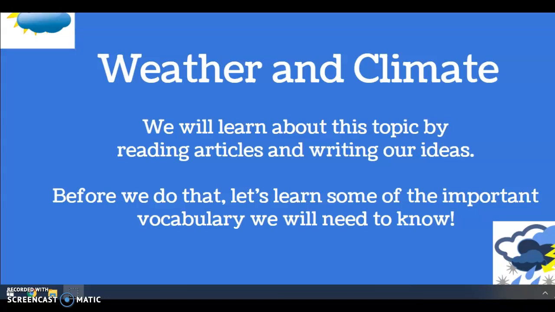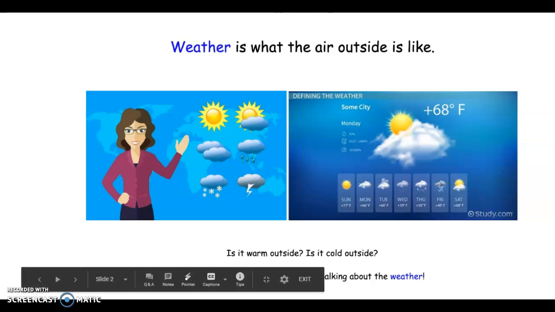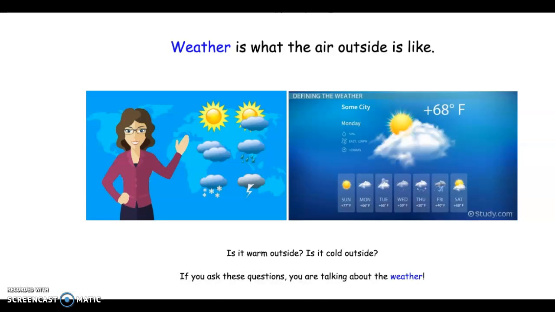All right, to begin, weather and climate. We will learn about this topic by reading articles and writing our ideas. Before we do that, let's learn some of the important vocabulary we will need to know. Weather. Weather is what the air outside is like. Is it warm outside? Is it cold outside? If you ask these questions, you are talking about weather.